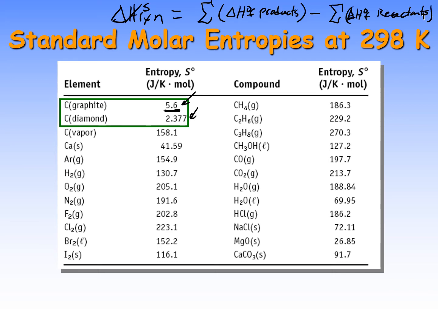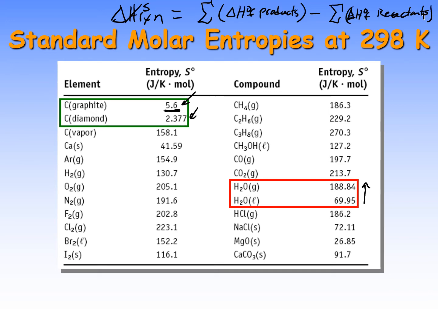The other thing that affects our S naught values is physical state. As we go from the solid state to the liquid state to the gaseous state, we see our S naught values increase as we go towards the gaseous state because gases are way more disordered than liquids or solids. Gases are bouncing around all over the place in constant motion and therefore way more disordered.